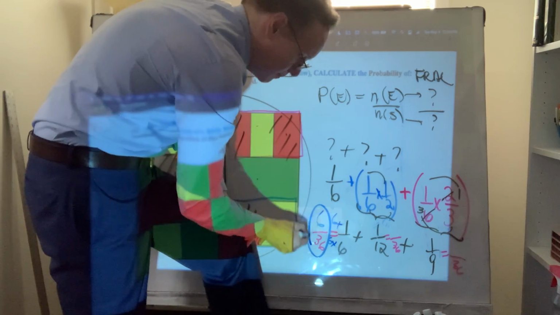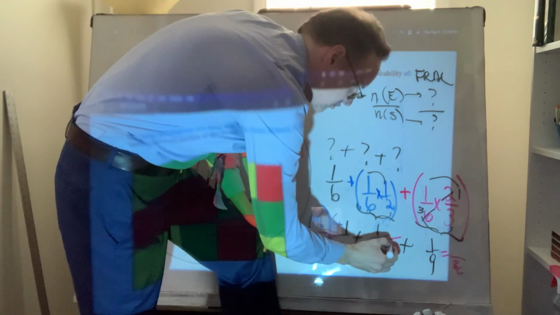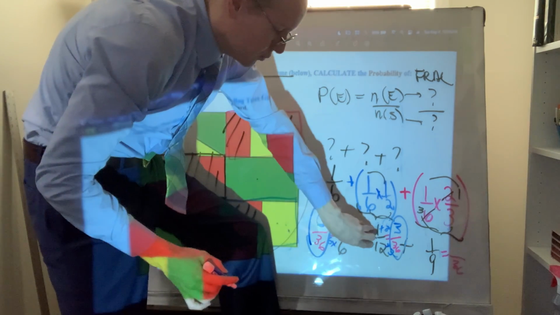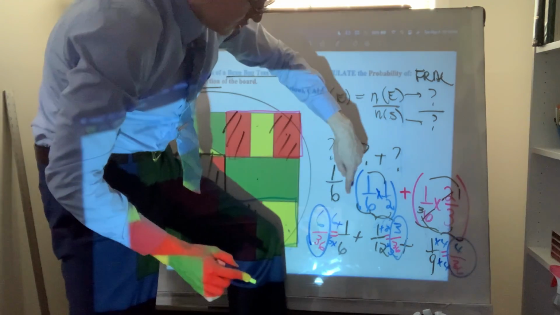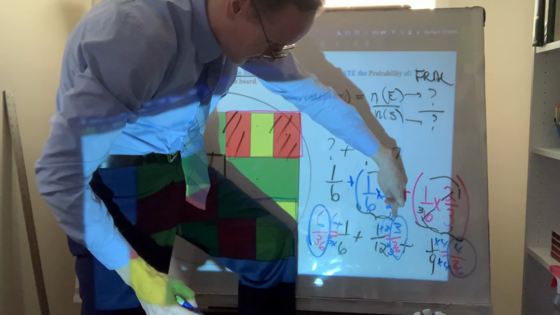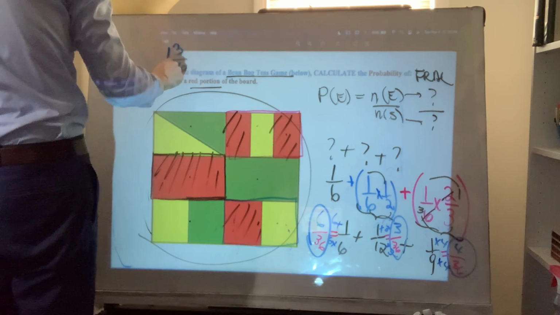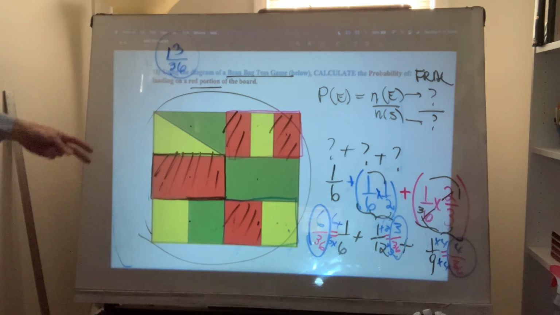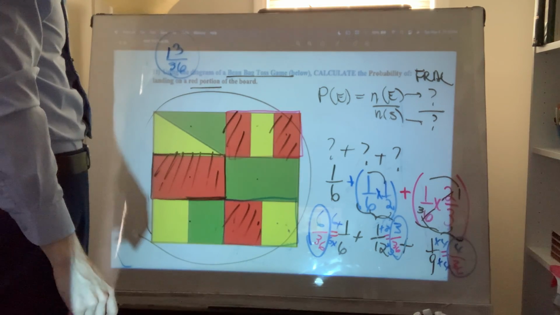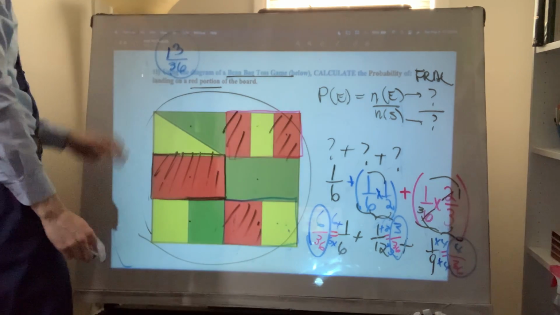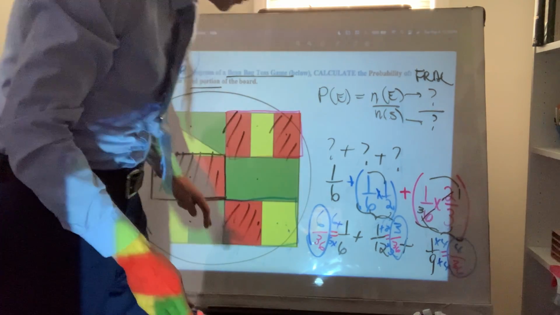So we're going to save that equivalent. 12 times 3 is 36, and 1 times 3 is 3. 3/36 is the equivalent of 1/12. And then 9 times 4 is 36, so 1 times 4 is 4/36. Now just add the tops. 6 plus 3 is 9. 9 plus 4 is 13. What you get is 13/36, which is the area of the board, equivalent to the probability, 13 over 36.